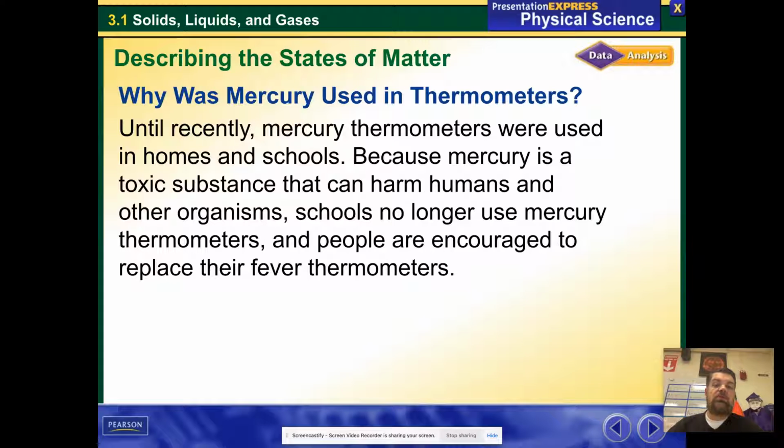So why was mercury used in thermometers? Well, until recently, mercury thermometers were used in homes and schools. Mercury is a toxic substance and it can harm humans and other organisms. Schools no longer use mercury in thermometers, and people are encouraged to replace them. But mercury had an interesting melting point, and it expanded rather quickly, so it was very sensitive to temperatures around room temperature.